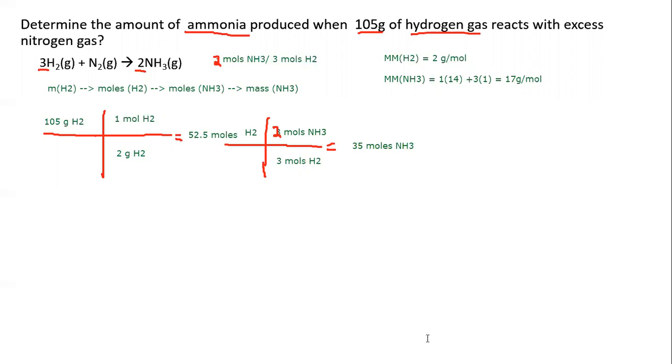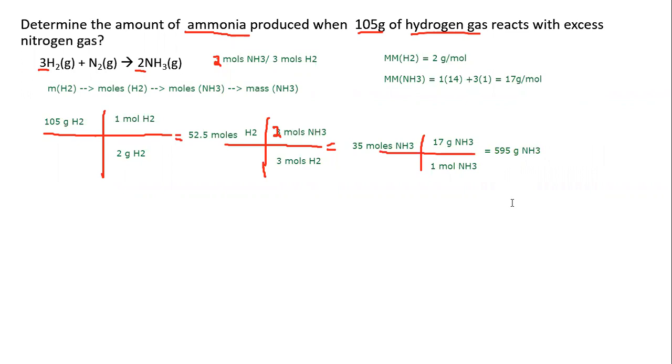Now we go to step 3. We want to find the mass of ammonia. So again, mass is equal to moles times molar mass. So the 17 goes on top. The mole goes on the bottom. And we get 595 grams of ammonia.